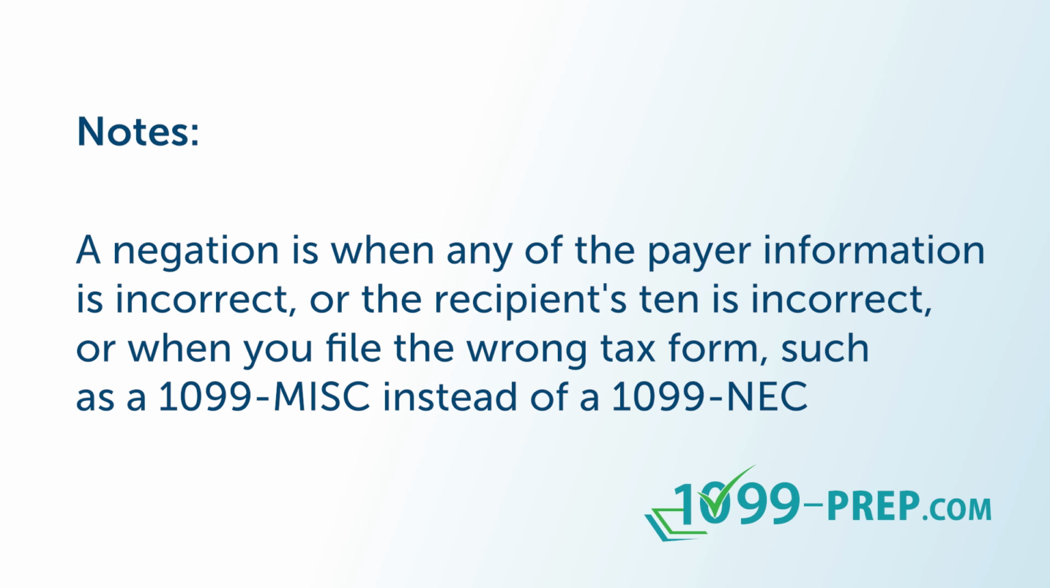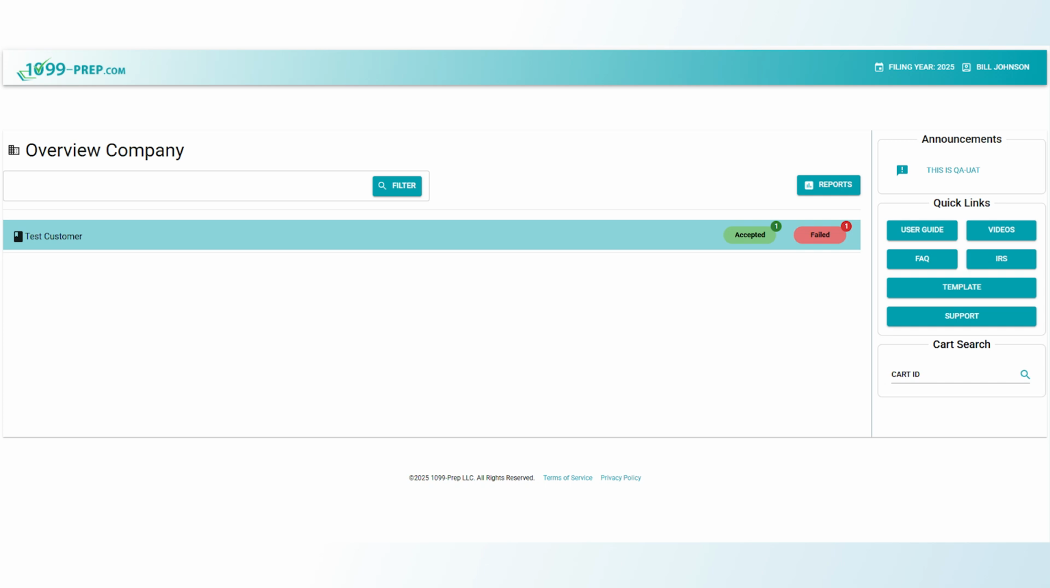Negations. A negation is when any of the payer information is incorrect, or the recipient's TIN is incorrect, or when you file the wrong tax form, such as a 1099 MISC instead of a 1099 NEC. With negations, acknowledgement of the prior submission is required before moving to the next step in the process. Each form submission will have a charge associated with it in 1099 Prep. You can negate all 1099 forms, but you cannot negate a W-2 or 1042S.